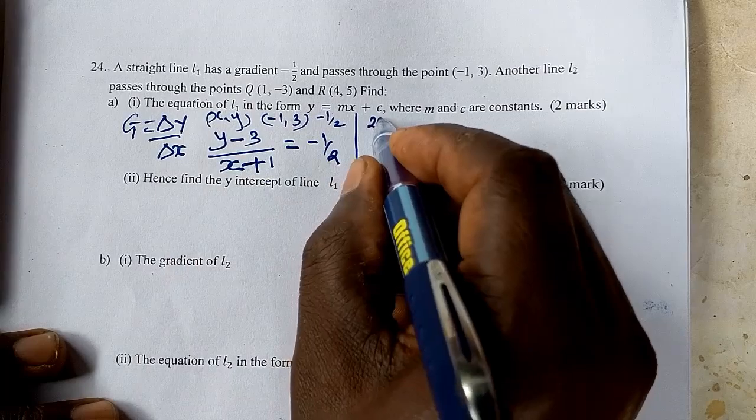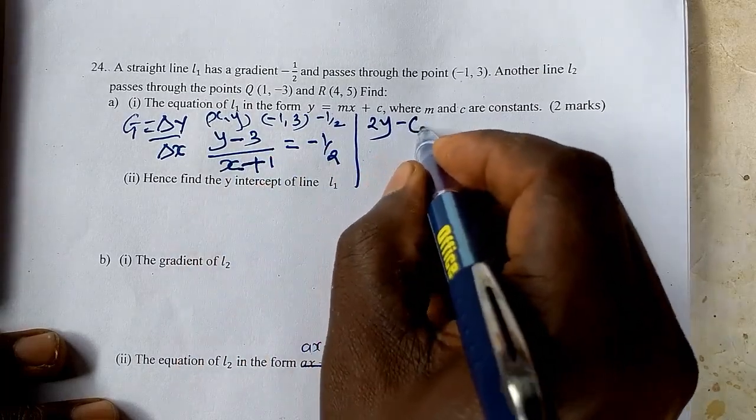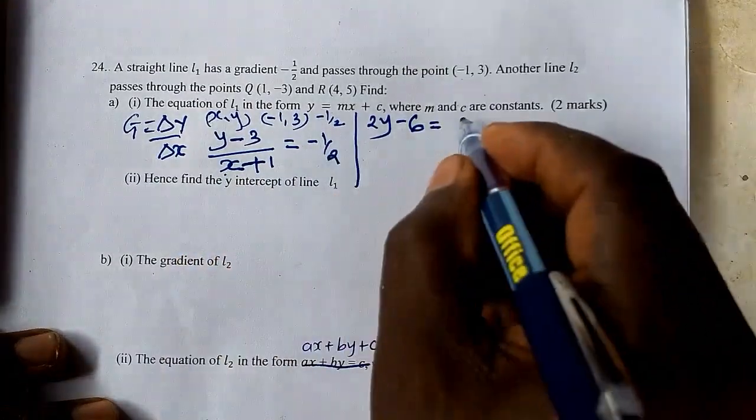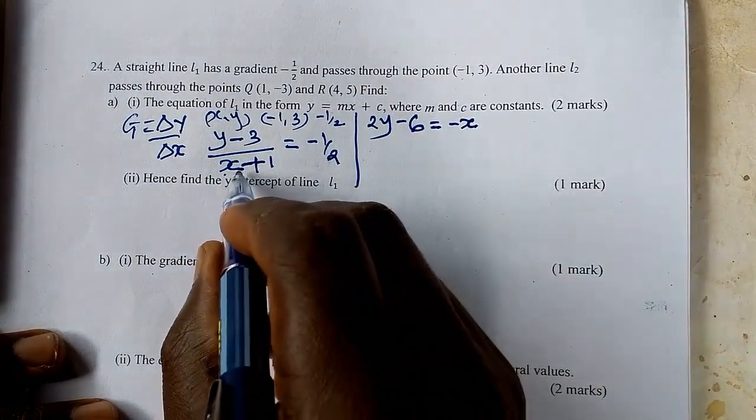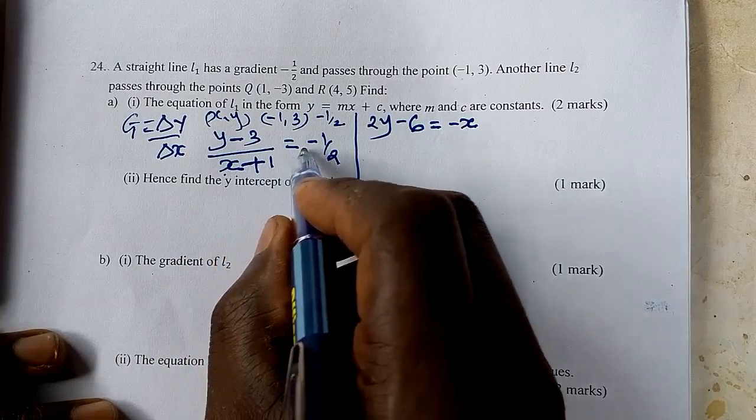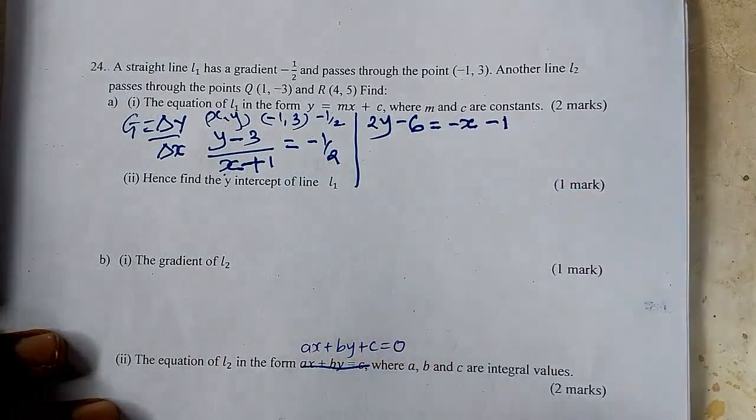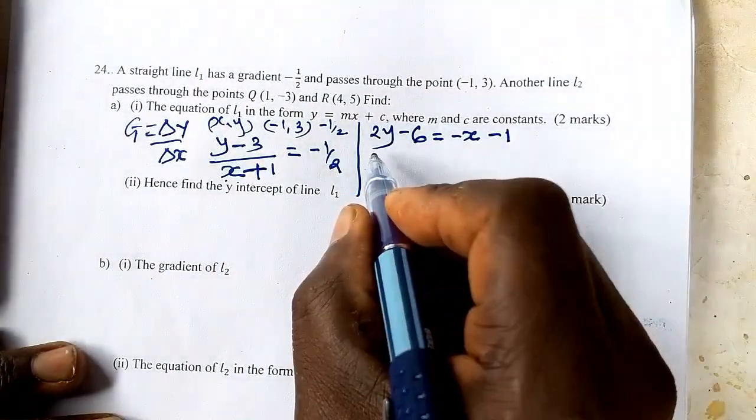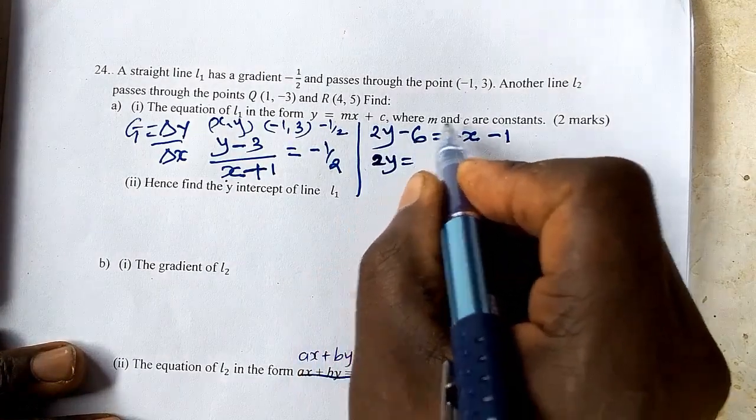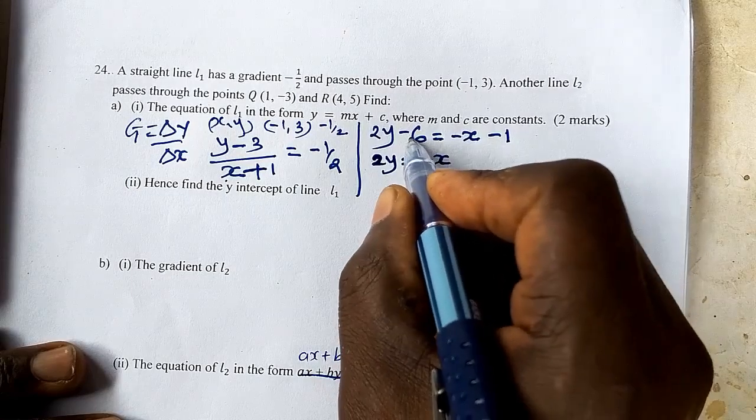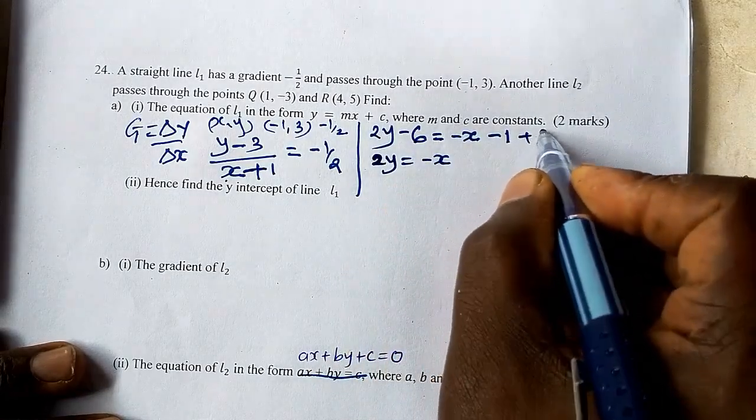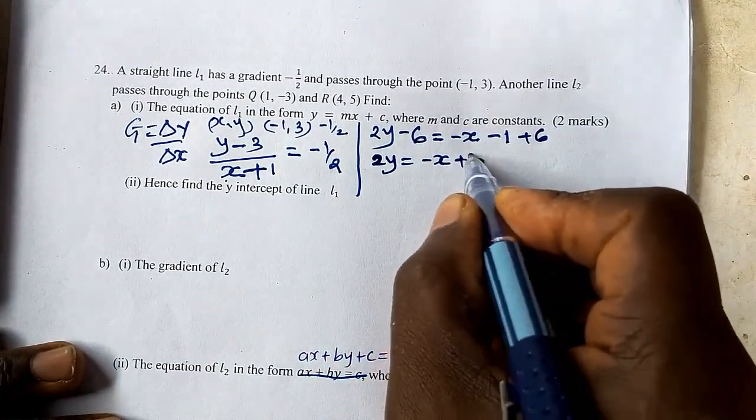We are going to have 2y - 6 is equal to, this times is going to be -x. This times is going to be -1. Right? So 2y is equal to, when it goes here it will be -x. -6 when it reaches here will be +6. So we will have +5.